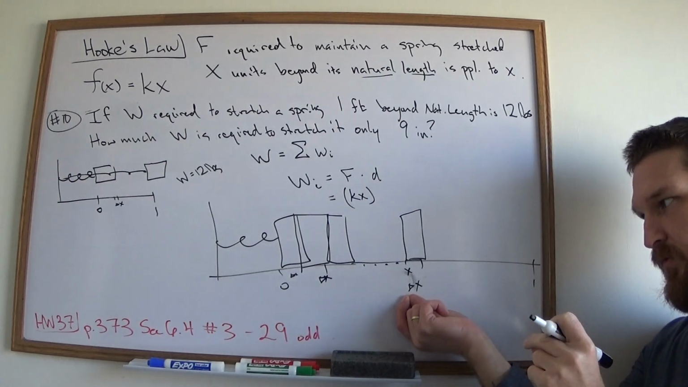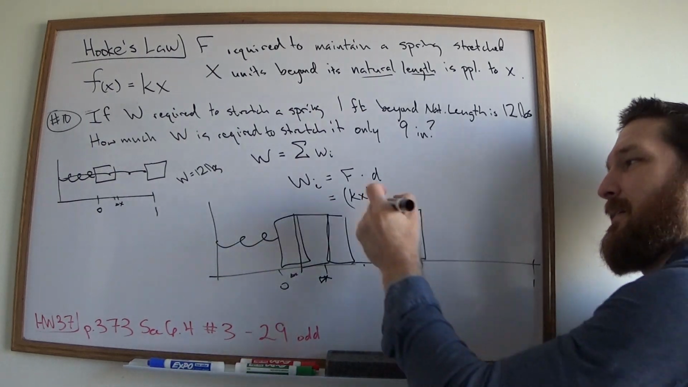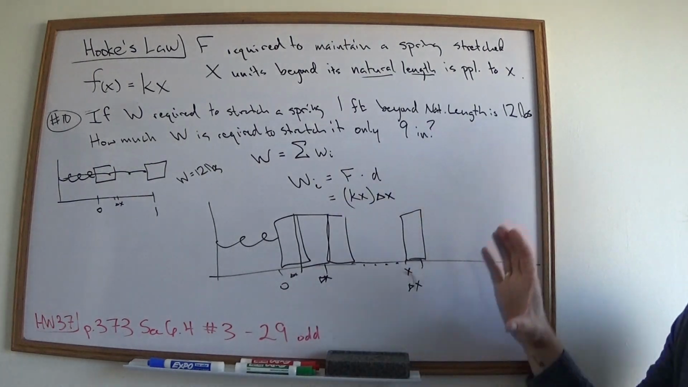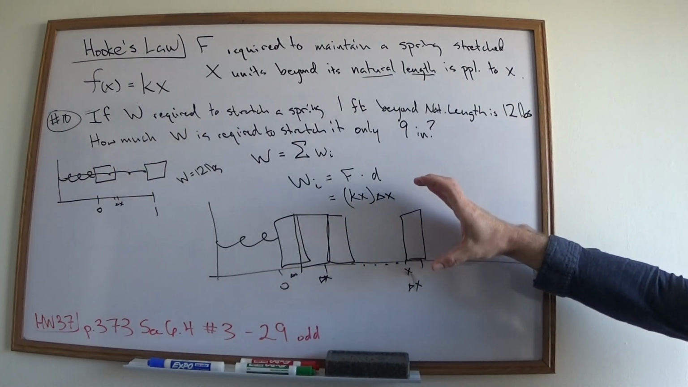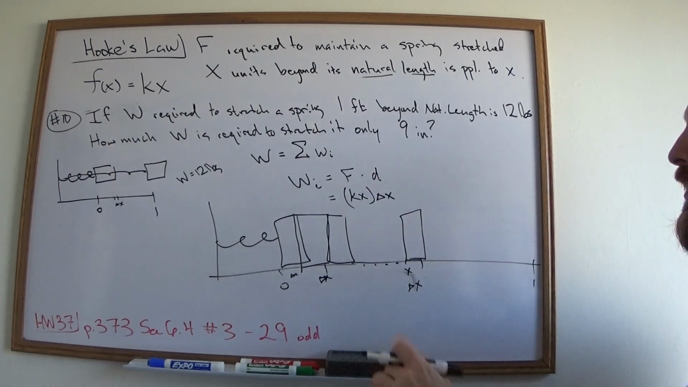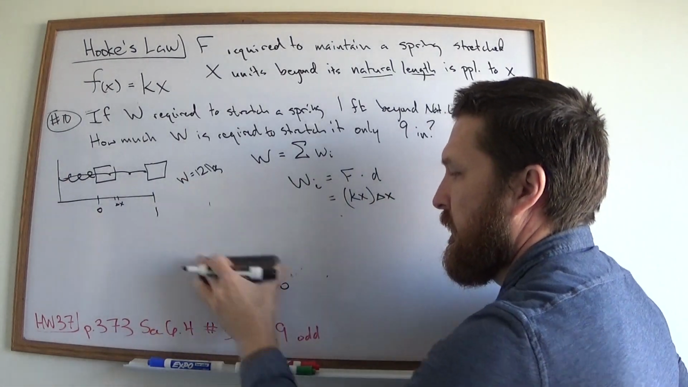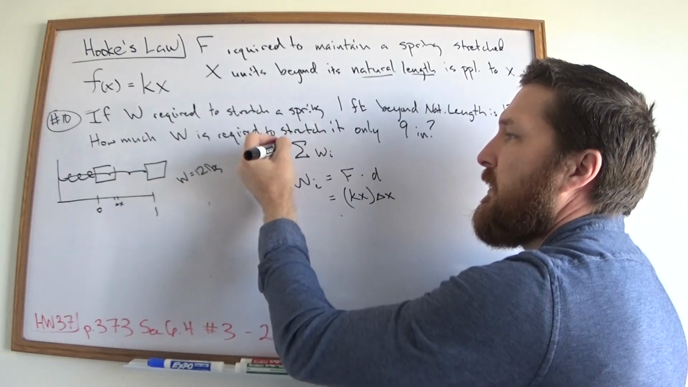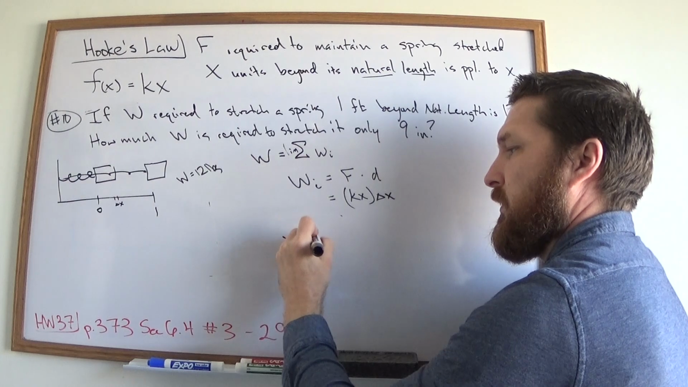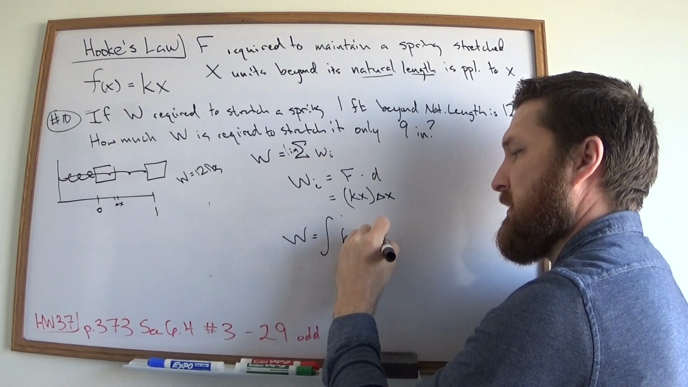And what's the distance through which we're going to pull this little bit? Delta x. That's the work that it took to take this box from x and move it delta x that way. And so we're going to add all those up and find the total work. When we take that limit, we get the integral, so the total work is the integral of kx delta x, which goes to dx.